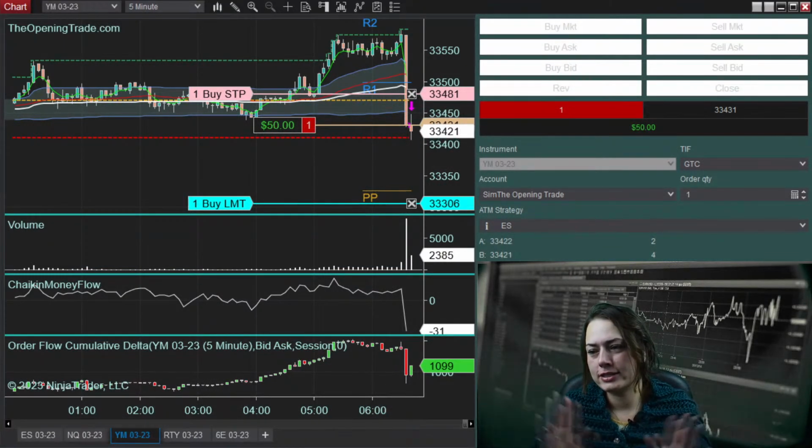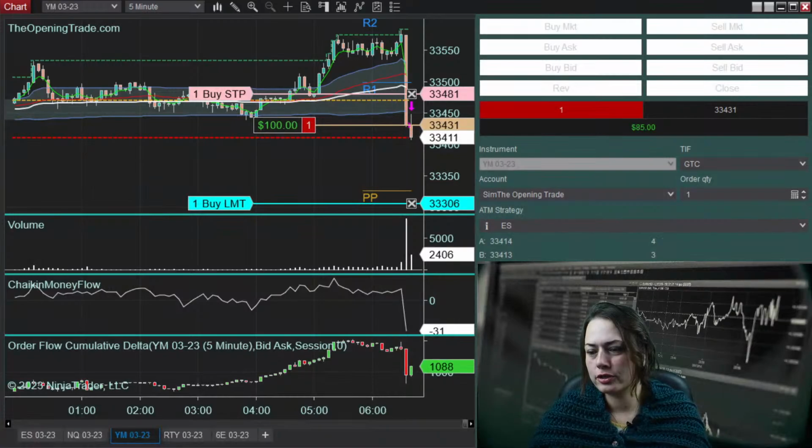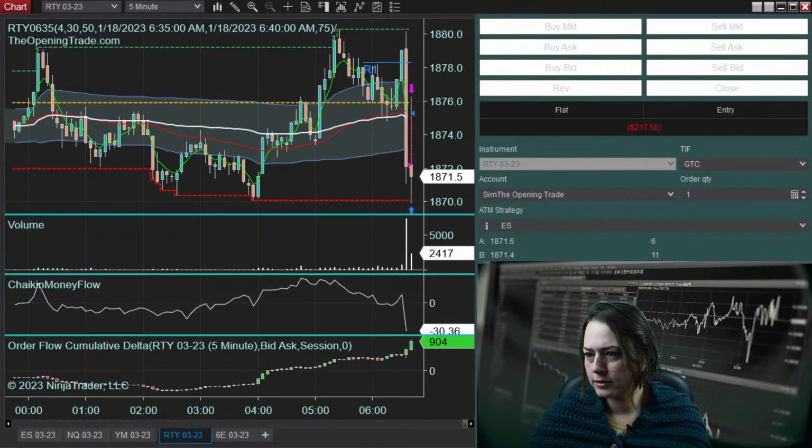Okay, again, it's just in an automated trade. Let's see what the RTY trade did. Our total red number is 217.50.